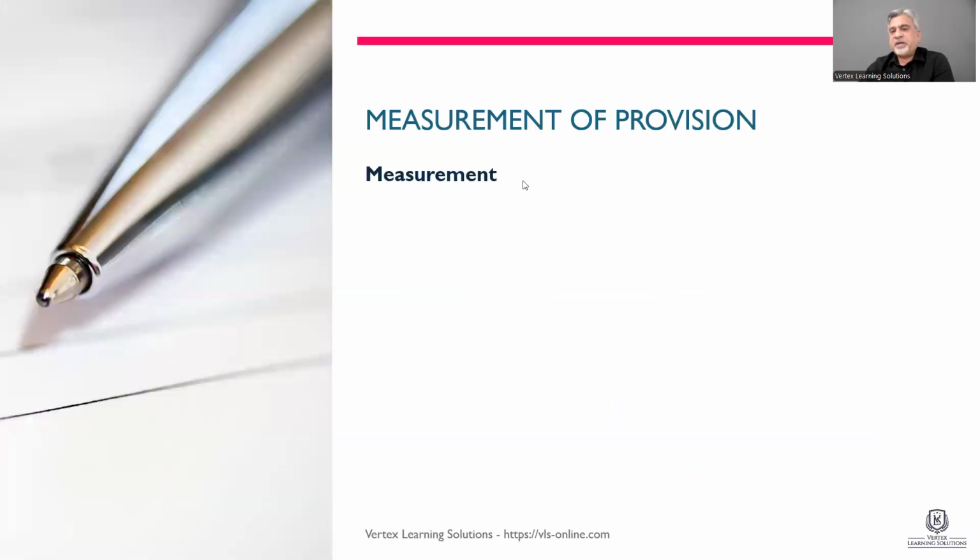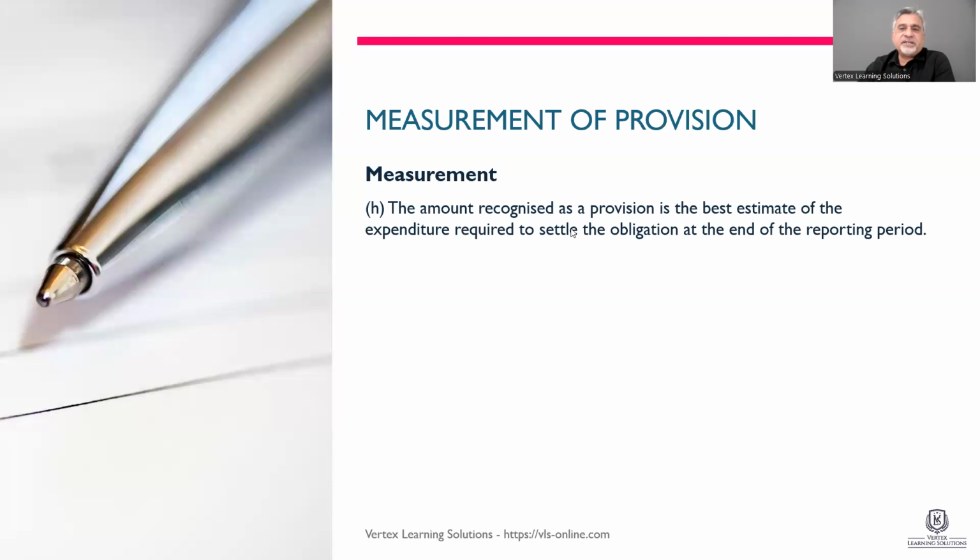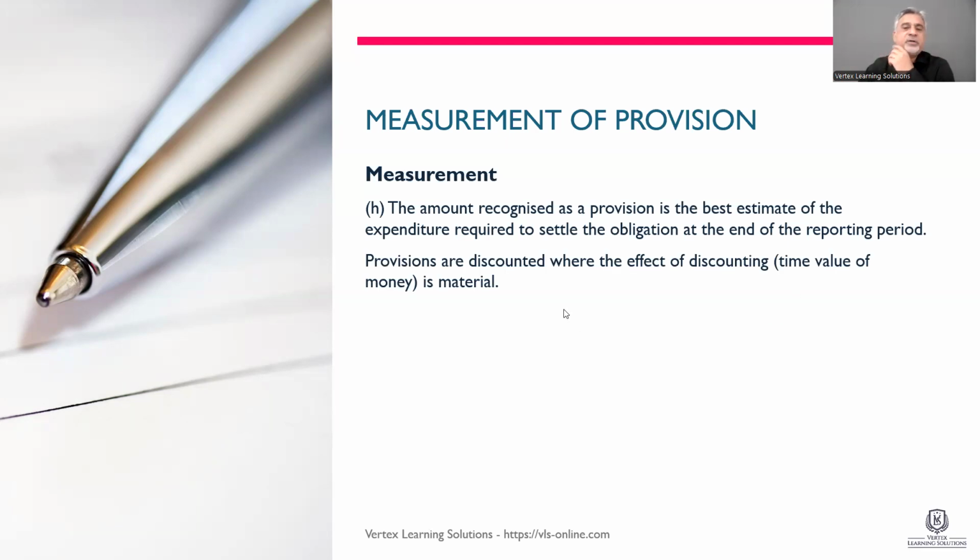How do you measure? Measurement. The amount recognized as a provision is the best estimate of the expenditure required to settle the obligation at the end of reporting period. 5,000 phones multiplied by 2%, multiplied by $100, whatever. This is the best estimate which is available. Provisions are discounted where the effect of discounting is material.